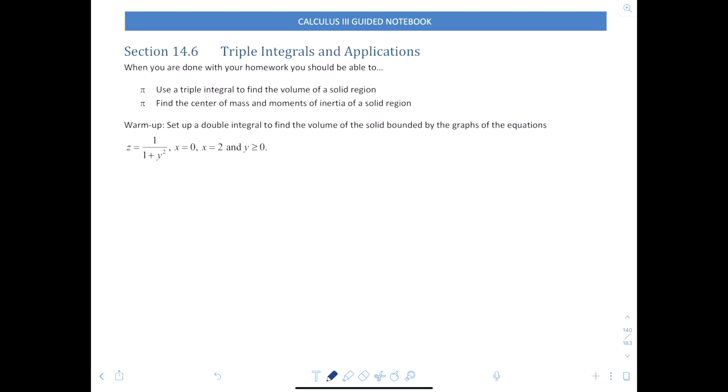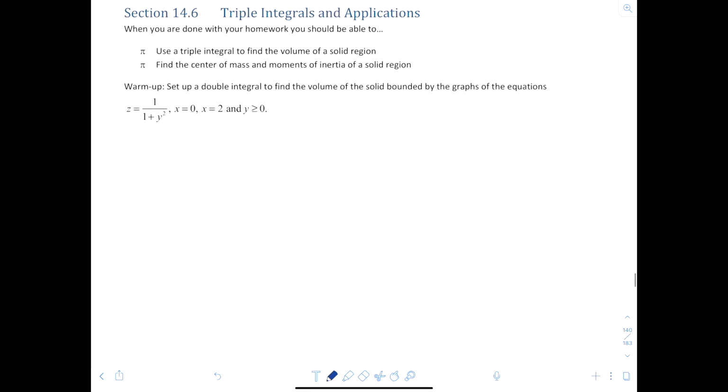by setting up a double integral to find the volume of the solid bounded by the graphs of the equations. z is 1 over 1 plus y squared, x is 0, x is 2, and y is greater than or equal to 0. Okay, so here we go.